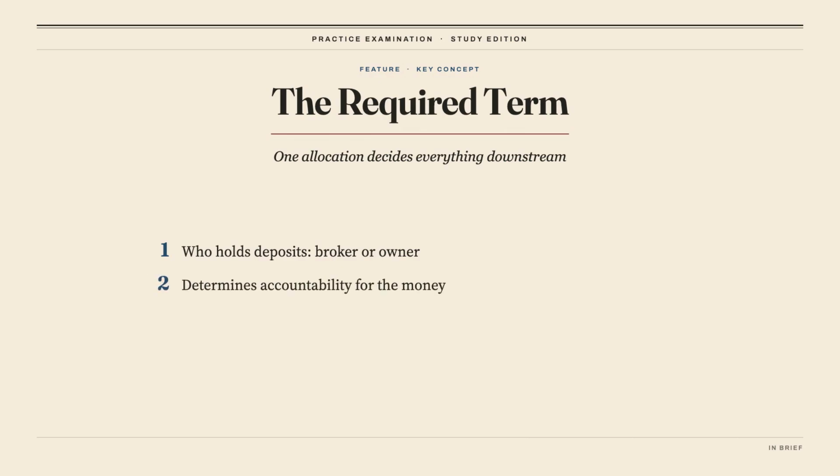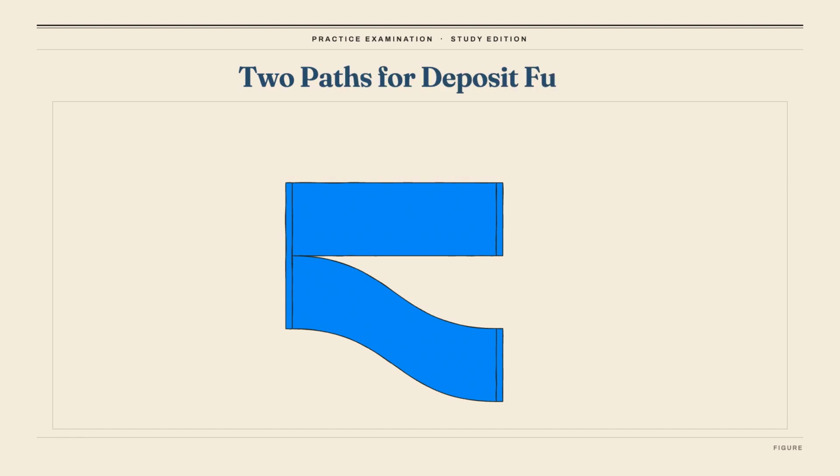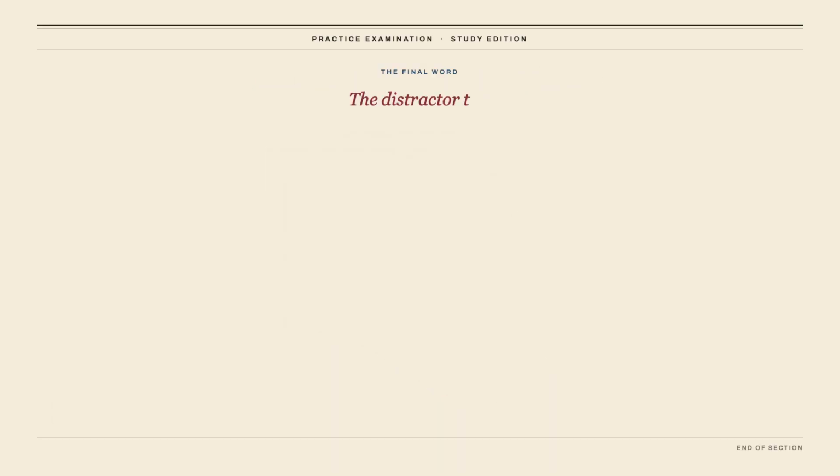Does the broker or the owner hold security deposits and prepaid rents? That single allocation determines who is accountable, whose records must show the money, and which escrow obligations apply. If the broker holds the funds, that money is escrow money. It sits in a separate account, gets reconciled, and the broker answers for it under commission escrow rules. If the owner holds it, the broker's job is simply to deliver the funds and document that delivery.